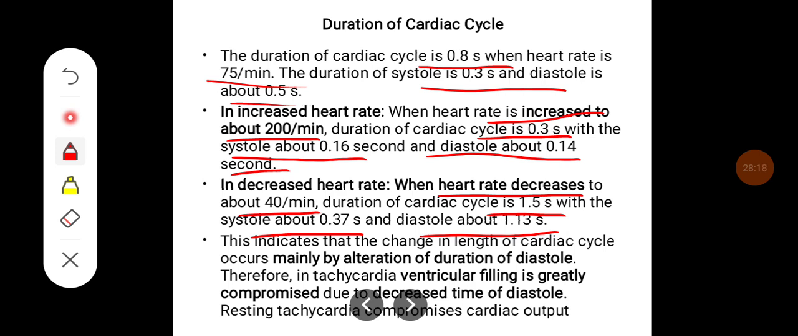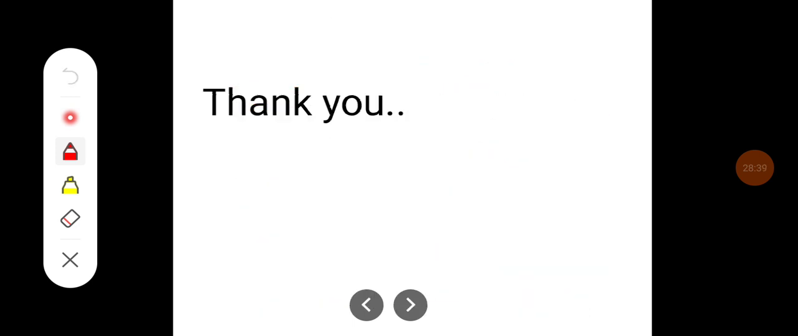So this indicates that the change in the length of the cardiac cycle occurs mainly by alteration of the duration of diastole. Therefore, in tachycardia, ventricular filling is greatly compromised due to the decreased time of diastole. Resting tachycardia compromises the cardiac output. So this is in brief about the different phases of the cardiac cycle. Thank you.